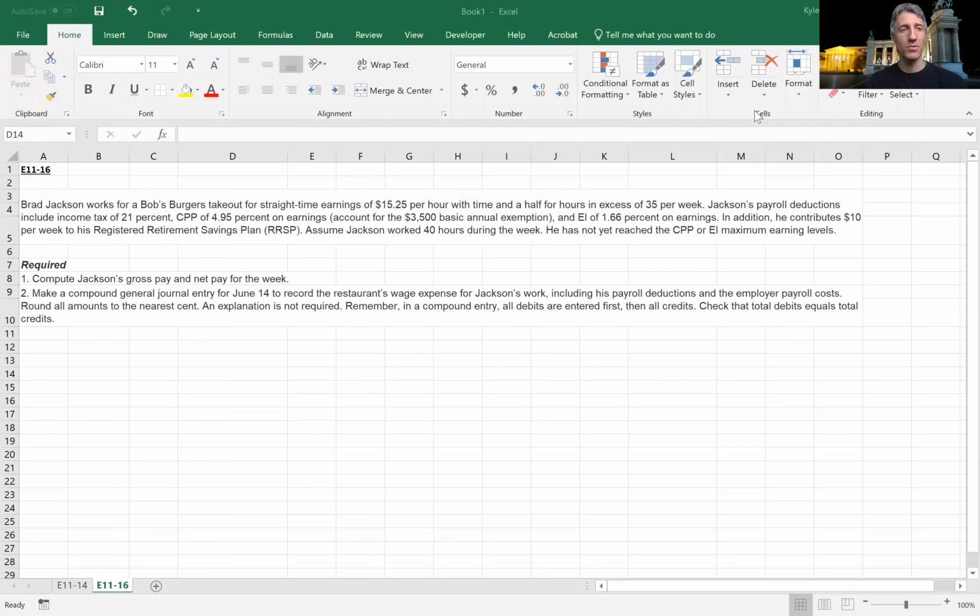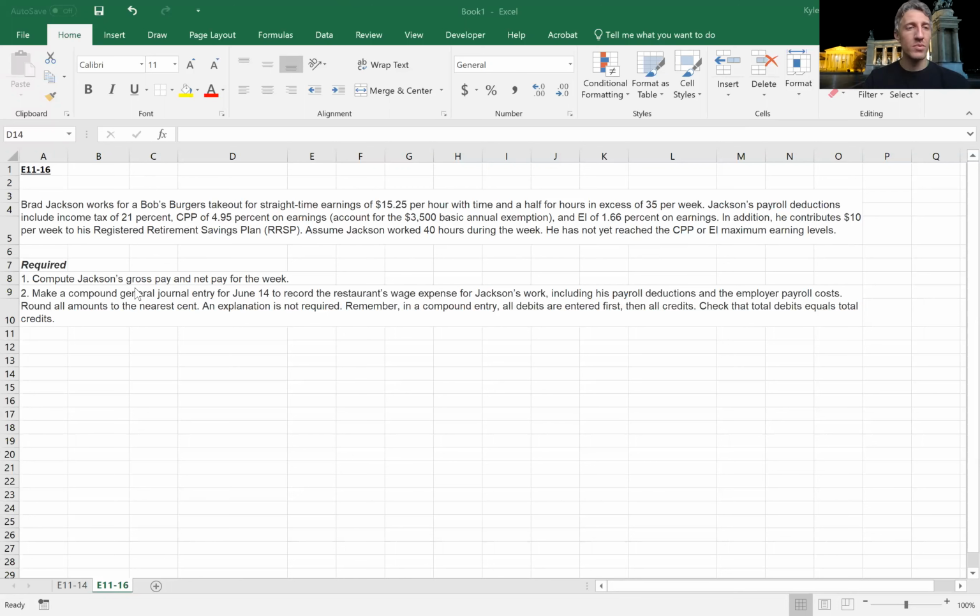And then Jackson's payroll deductions include income tax of 21%, CPP of 4.95% on earnings. Okay, and we need to account for the basic exemption of $3,500, EI of 1.66%, and additionally, he contributes $10 per week to his RRSP. Assume that Jackson worked 40 hours during the week, so actually the 35-hour threshold is coming into play here, and he has not yet reached the CPP or EI maximum earning levels.